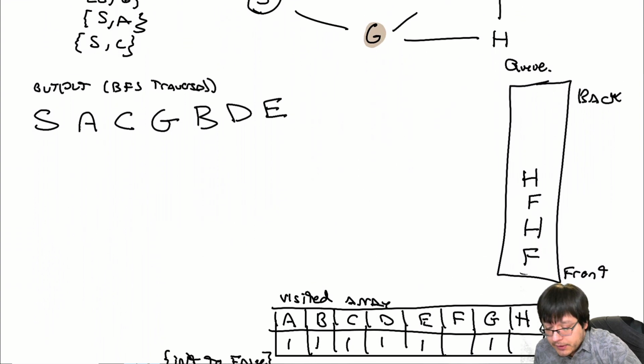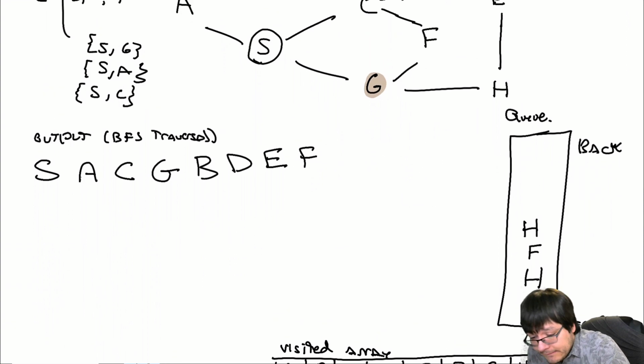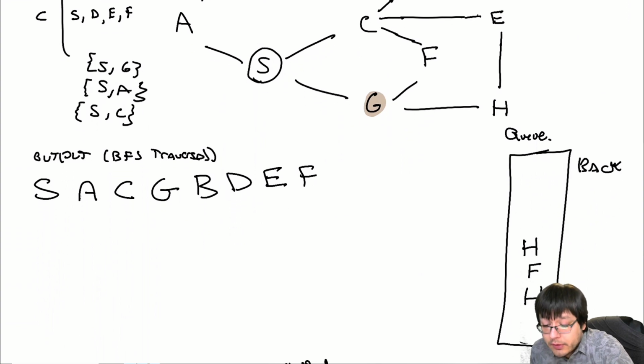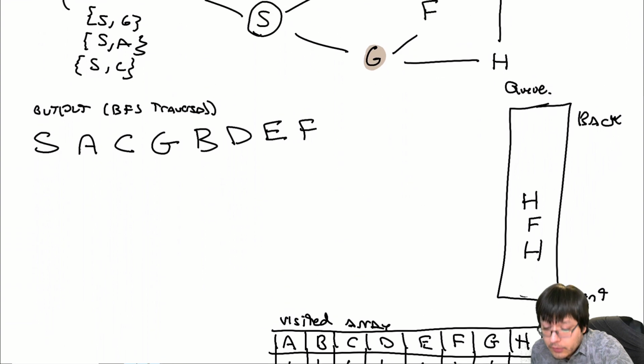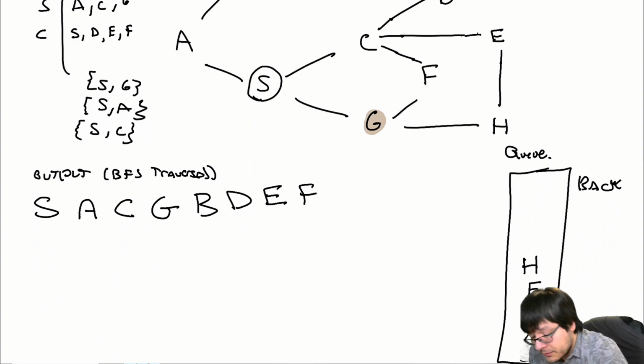So now we can go ahead and DQ the next thing. We're going to get our first F. Mark it visited. And F is going to C and G. C has already been visited. G has already been visited too, yes, it's been marked as visited. And so at that point, nothing gets added. So we're done with F.